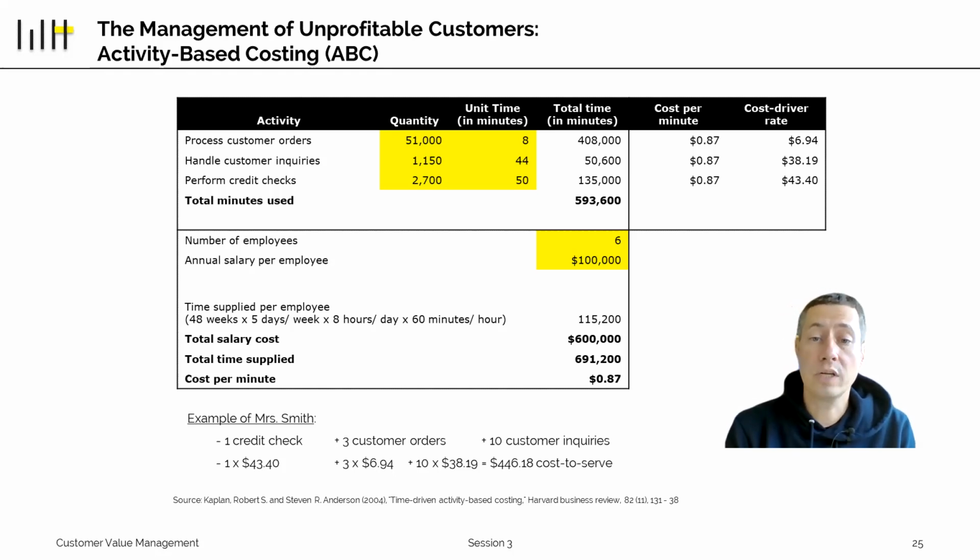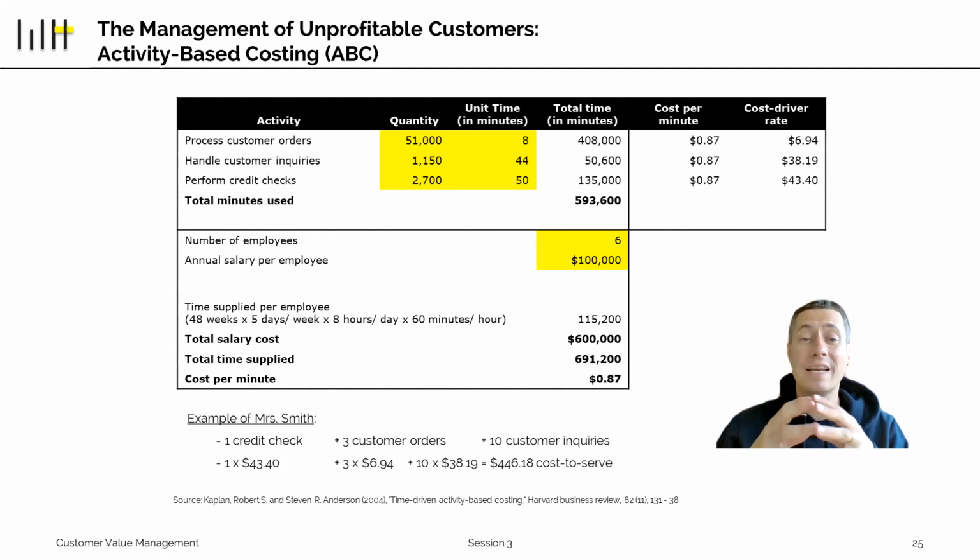You then take the unit time, 844.50, multiply it by 87 cents, and you find out how much each of these activities costs you. Processing one customer order costs you about $7, $6.94. Handling one customer inquiry costs you about $40, $38.19. And performing a credit check, also about $40, $43.40.